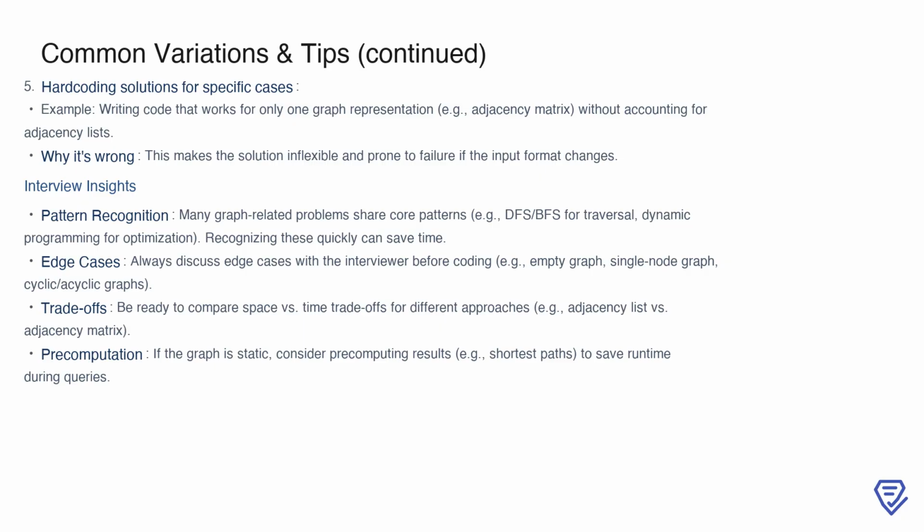Additionally, always discuss edge cases with your interviewer. Examples include an empty graph, a single-node graph, or whether the graph is cyclic or acyclic. It's also important to consider trade-offs. For example, think about the space and time implications of using an adjacency list versus an adjacency matrix. If the graph is static, pre-computing results like shortest paths can help optimize runtime during queries. These strategies not only help you write better code but also showcase your thought process during an interview.